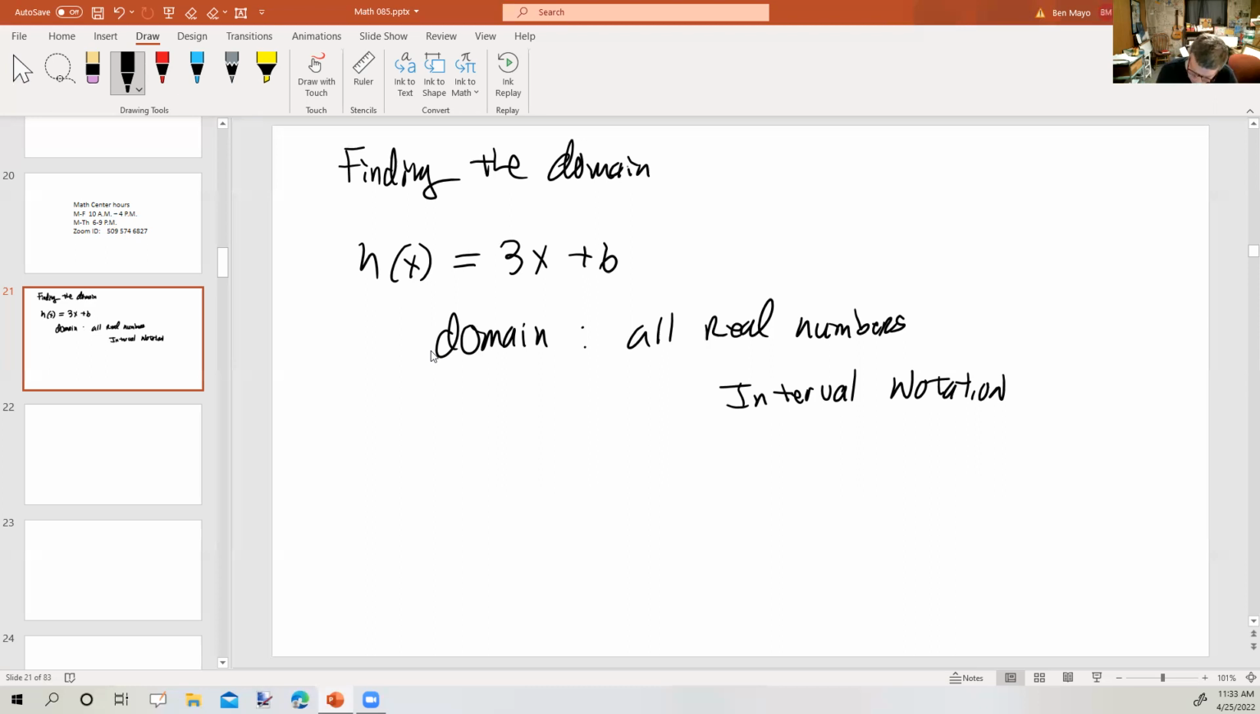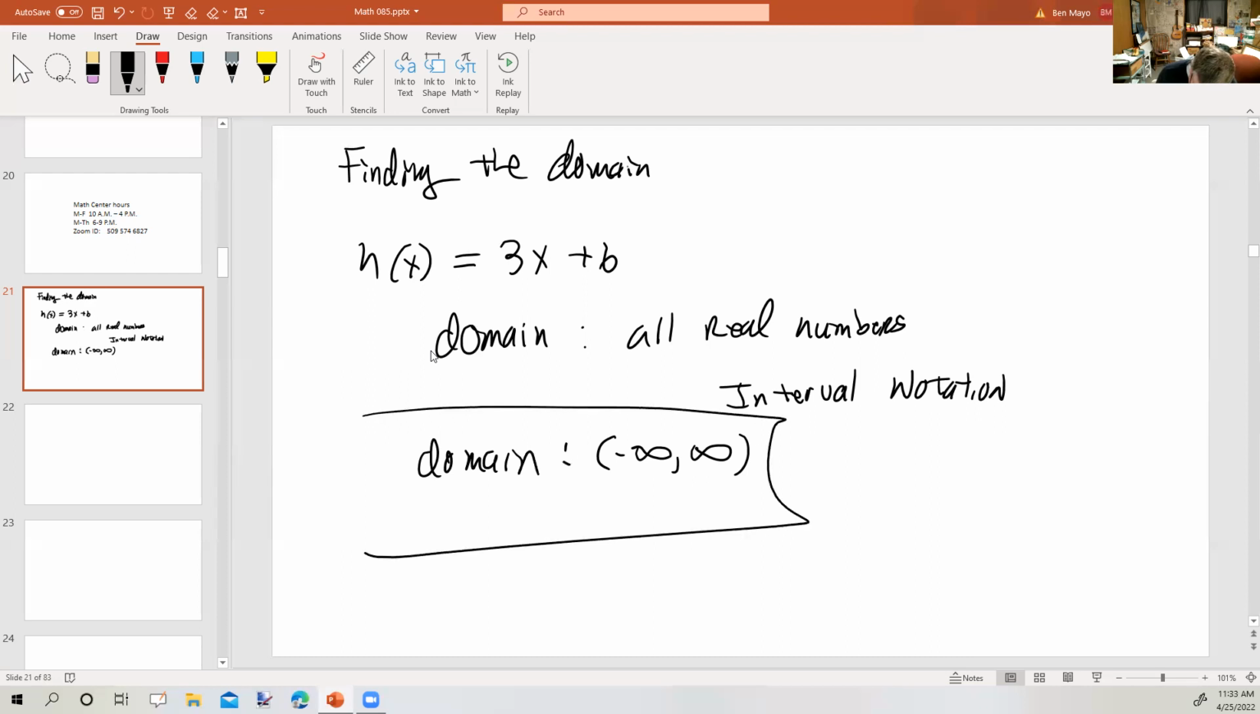The way you write all real numbers in interval notation is you have parentheses, negative infinity, comma, infinity, parentheses. You don't ever put brackets around negative or positive infinity. That implies that there's an endpoint there. There is no endpoint with all real numbers because it goes in both directions forever. So we would say the domain is negative infinity to positive infinity. Any questions about that? All right, let's take a look at another example.